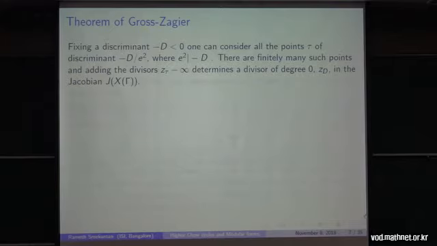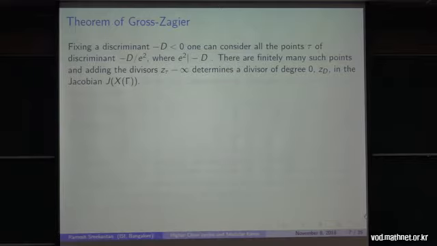By taking the divisor z tau minus infinity. For simplicity, let's stick with the upper half plane modulo SL2Z, which is a copy of the complex numbers, and I'm taking its compactification, which is the projective line. You have one point at infinity, which you denote by infinity. That determines a divisor of degree 0, adding up all these points. We call that divisor z d.